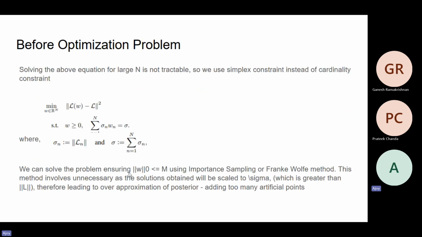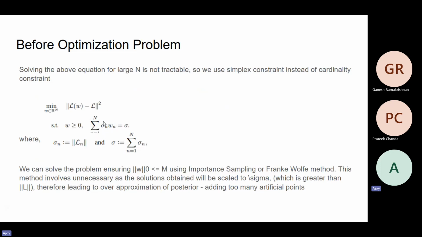So from here on, I will start. In this paper, they first show the problem with this optimization problem. This optimization problem was used in earlier papers on weighted Coreset problems, in which they use a simplex constraint, that is, they use the weighted sum over w and the norm of the total L vector. So the norm induced by the weighted Coreset problem is equal to the sum of norms of all the log likelihoods, and they ensure that the zero norm of the weights is less than m.